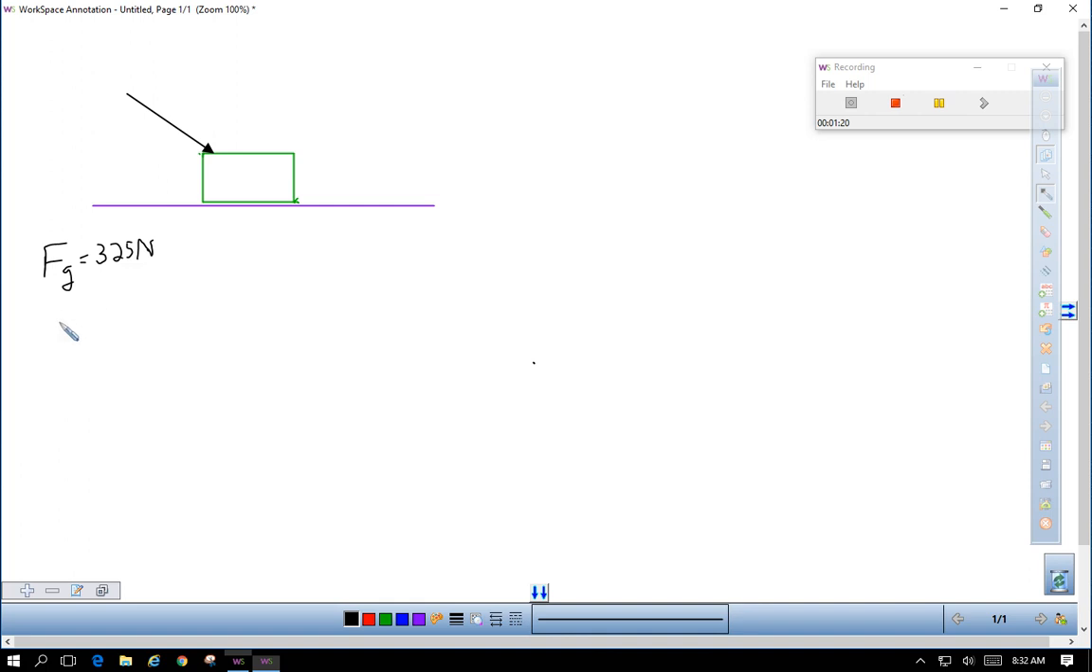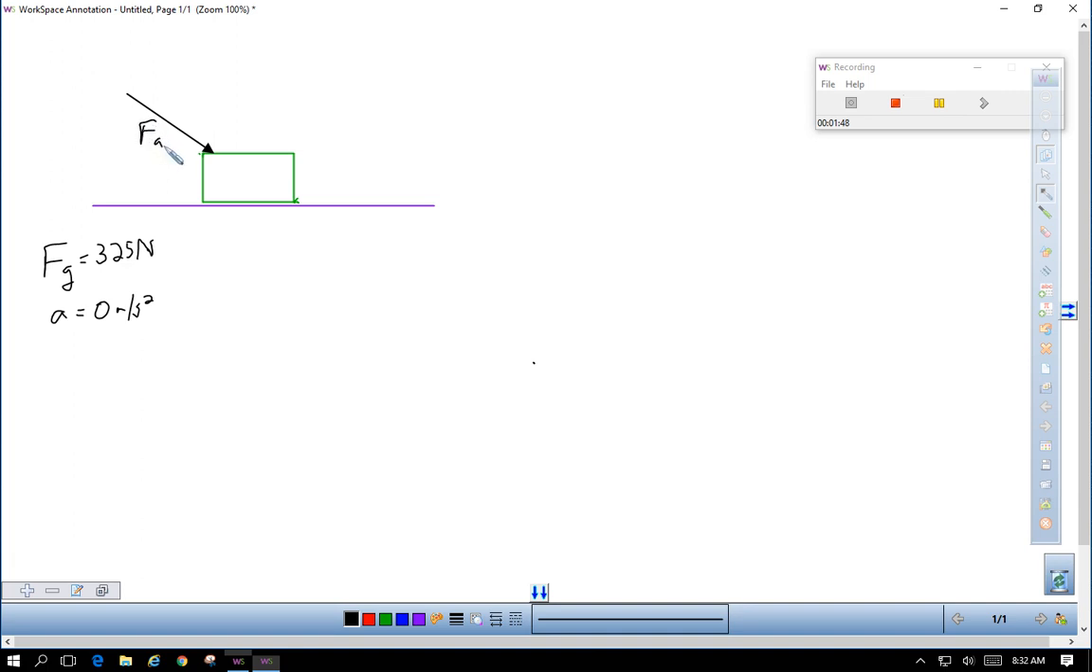It moves with a constant velocity. If it has a constant velocity, then we know that the acceleration is 0 meters per second squared. And we also know that there is no net force. And so the words constant velocity are very important. Constant velocity across the floor when it is pushed with a force of 425 newtons downward.